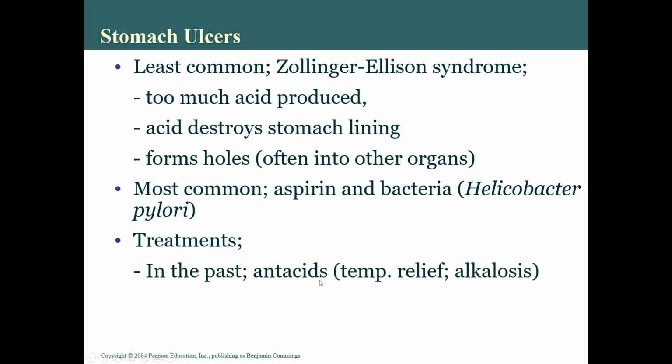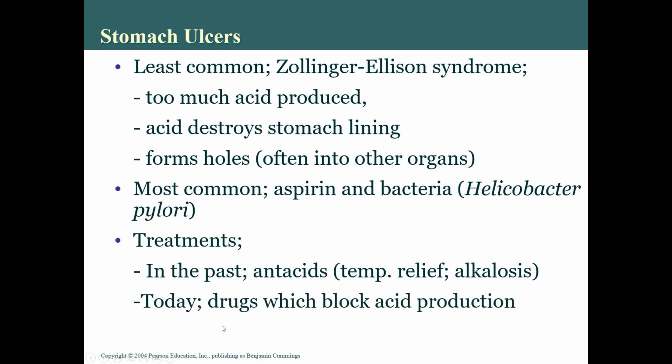In the past, antacids. It gives you temporary relief by absorbing the hydrogen ions, but the problem is it can lead to what is called alkalosis. So you produce a lot of acid and then you absorb it and turn it into some other material, it causes the body to become alkaline, which can lead to problems if you don't have a proper acid-alkaline balance in your body. Today, drugs which block acid production, for example, Tagamet.